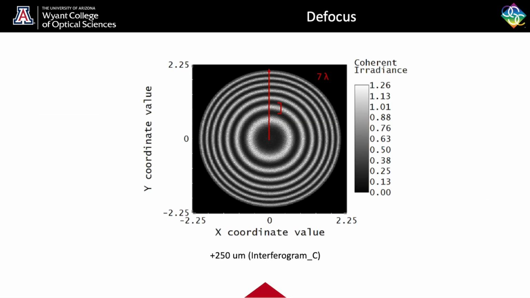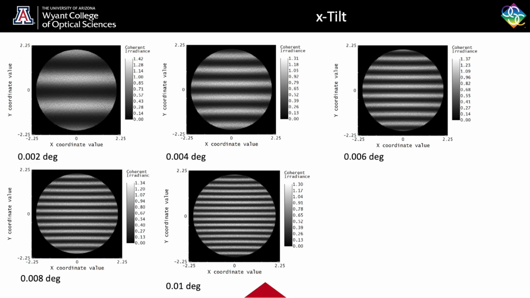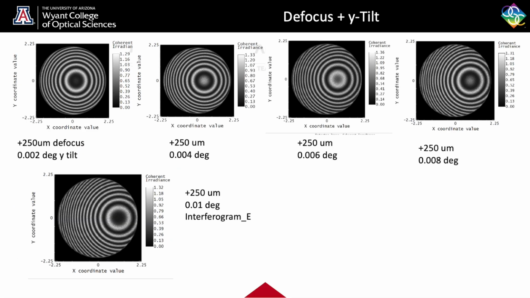Zooming in on interferogram C, by counting the number of fringe pairs radially, we can determine the number of waves of defocus present. There were about 7 fringe pairs, so 7 waves of defocus are present. To add tilt, we can rotate the test mirror. Adding tilt adds straight, equally spaced fringes. The number of fringes increases as tilt increases. Tilting about a different axis changes the fringe orientation, but the behavior is the same. Adding tilt to defocus shifts the central fringe in the tilt direction.